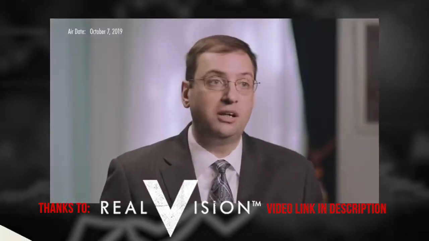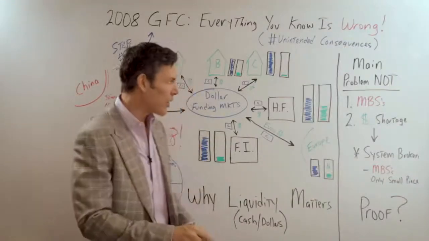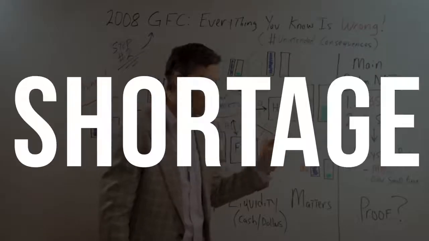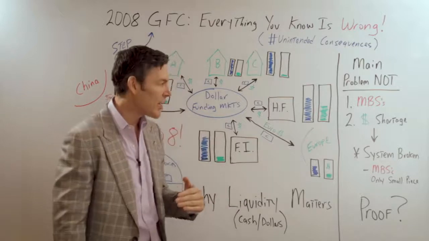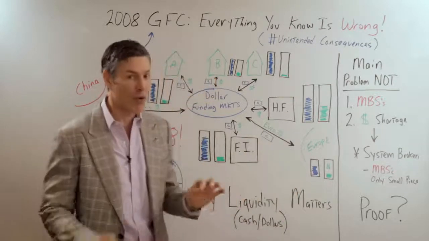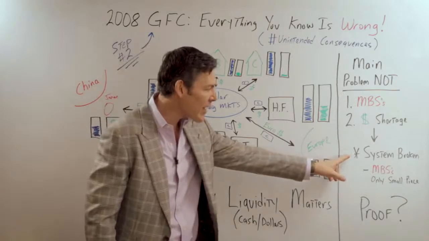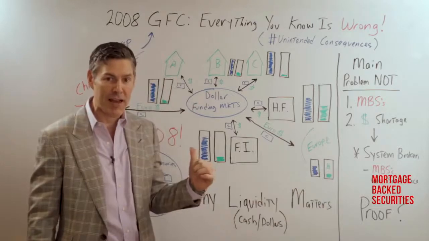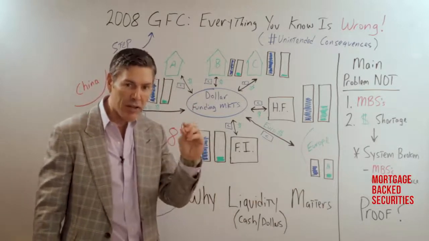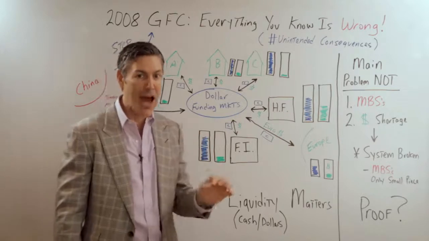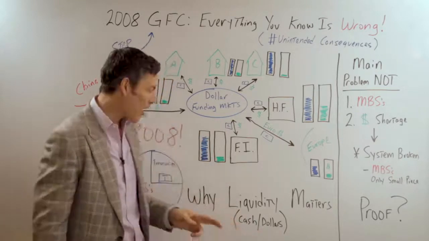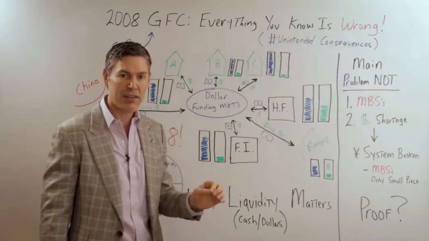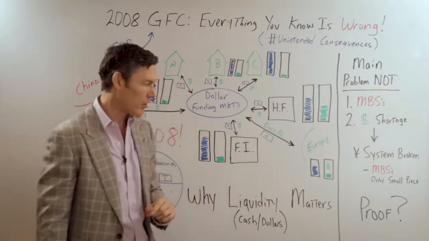Same kind of dollar shortage we're talking about today. So the main problem, according to Jeff Snider, was not mortgage-backed securities. It was a dollar shortage in the system. And I would take it a step further and point out that really what he's saying is that the entire system is broken, and mortgage-backed securities back in 2007 and 2008 were only a small piece. That would have happened regardless of the housing bubble. It's just those garbage loans, those garbage mortgages were just the last straw that broke the camel's back.